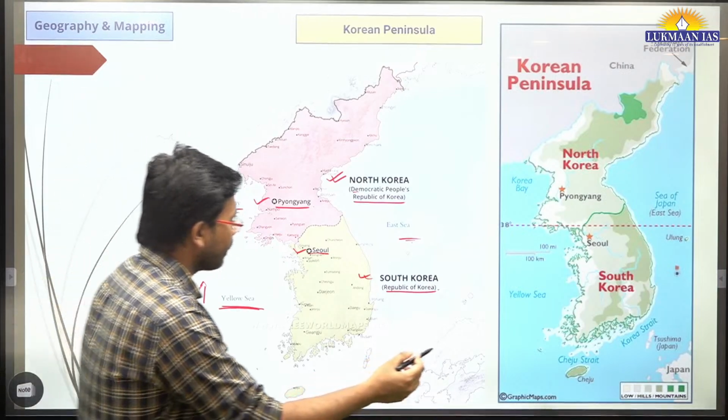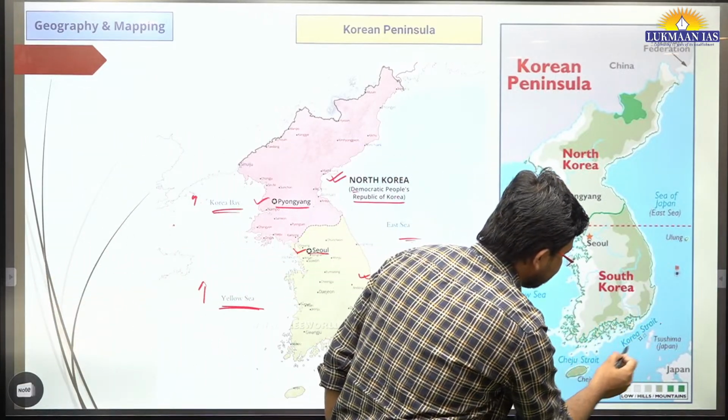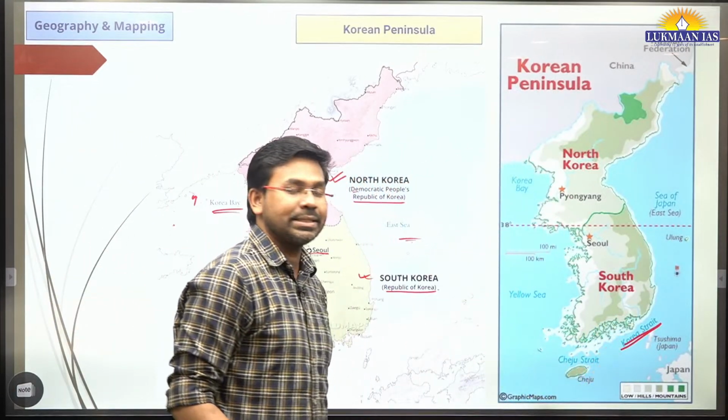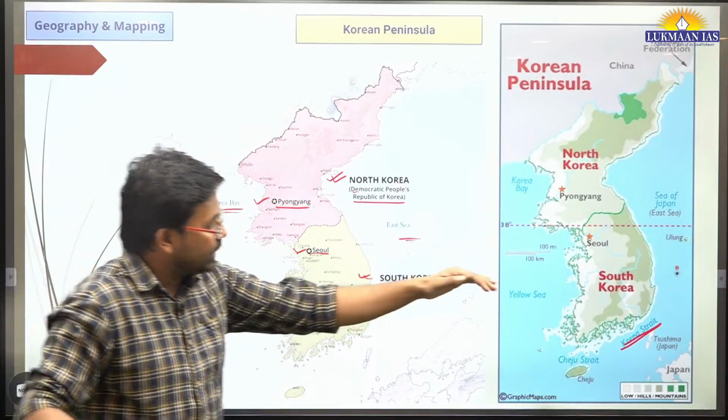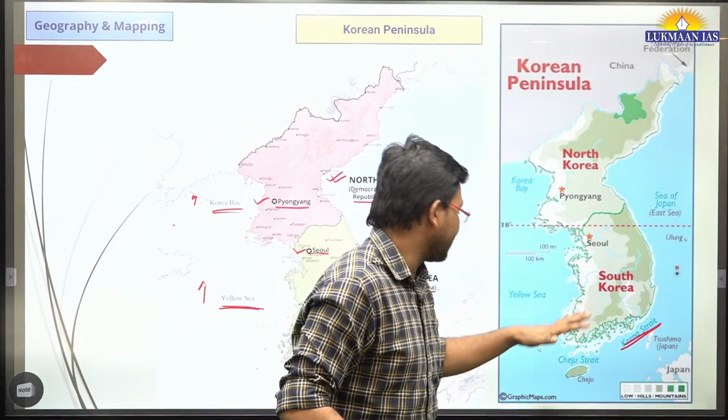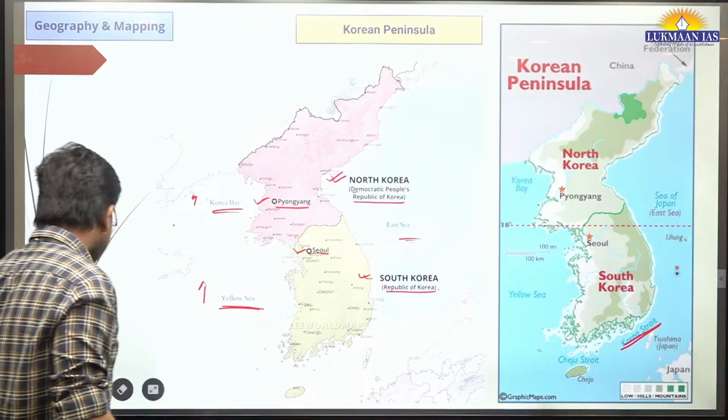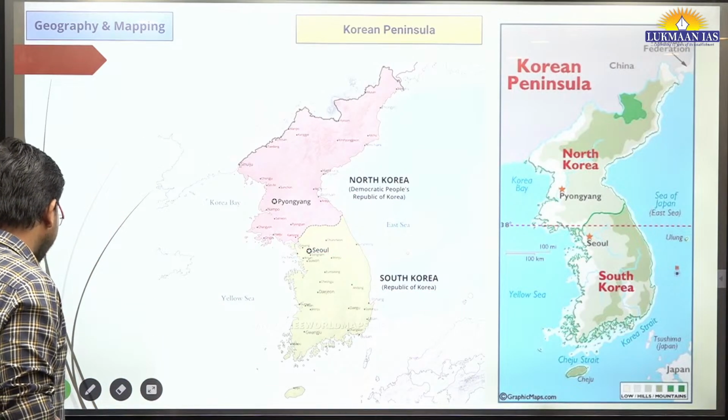And here we have the Korean Strait. Over here, this is the Korean Strait. A strait is a narrow channel of water that connects two water bodies. Okay, so that's all about the Korean map or Korean peninsula.